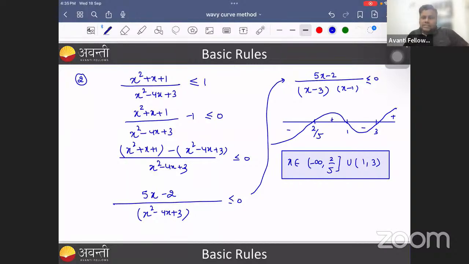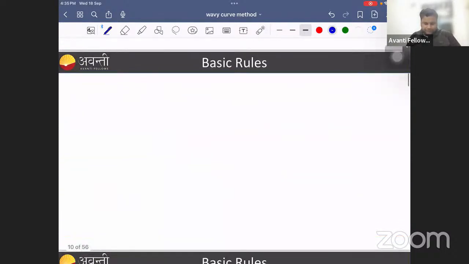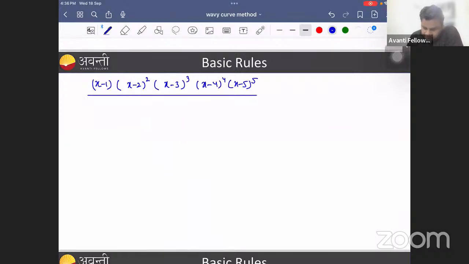They are the zeros of the denominator. Now let's take another example. (x minus 1)(x minus 2) square (x minus 3) cube (x minus 4) to the power 4 (x minus 5) to the power 5 upon (x minus 6) to the power 6 (x minus 7) to the power 7 (x minus 8) to the power 8 (x square plus 1) more than or equal to 0. Got it? I will cover so many things in this single example.